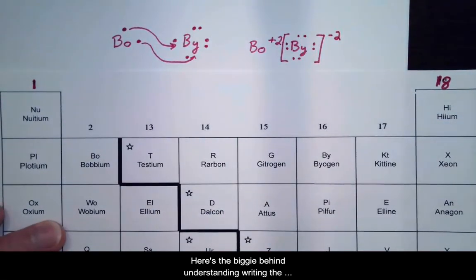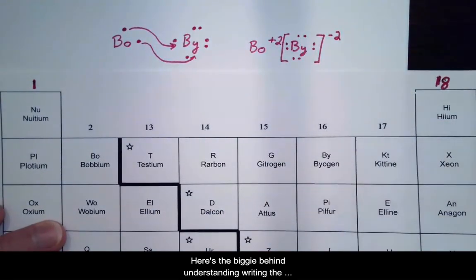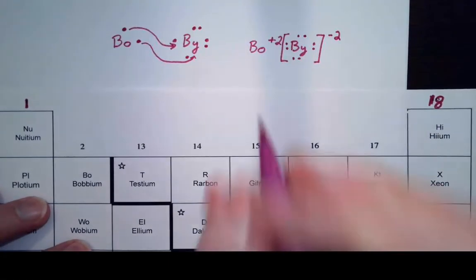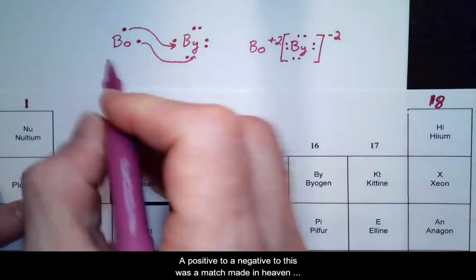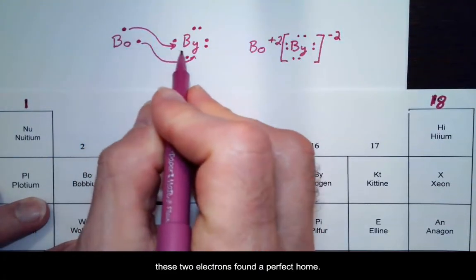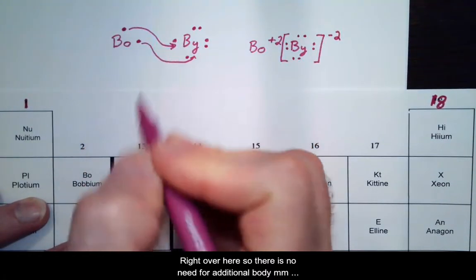Now here's the biggie behind understanding writing the names and formulas for ionic compounds. A +2 and a -2. This was a match made in heaven. These 2 electrons found a perfect home right over here.